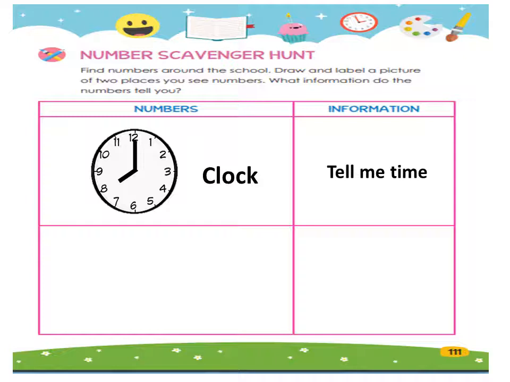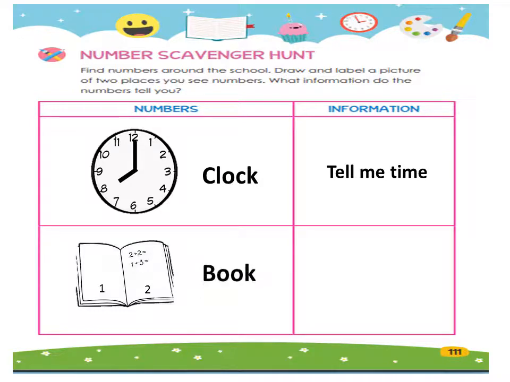I want another example. Now I have my book in my hand and my book has numbers too. Okay, I will draw my book. It has numbers. First, label it. Okay, I will label it. I will write book. What information these numbers give me? It gives me, for example, the number of the page. Okay, it gives me the page number. I will write here tell me page number.